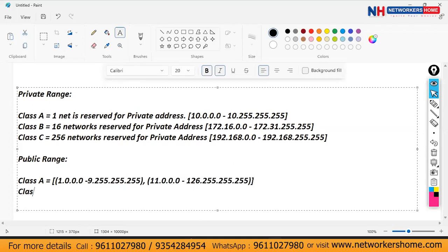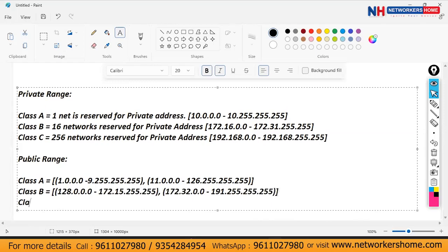Then about your class B. Your class B range starts from 128, correct? So 128.0.0.0. Now before 172.16, there will be 172.15.255.255. And then after 31, there will be 172.32.0.0 until the end, that is 191.255.255.255. Is it clear? This is class B.